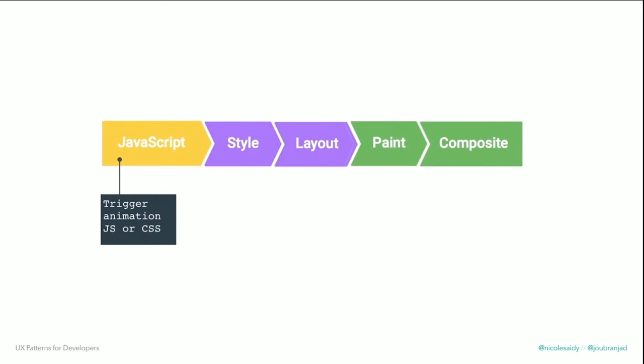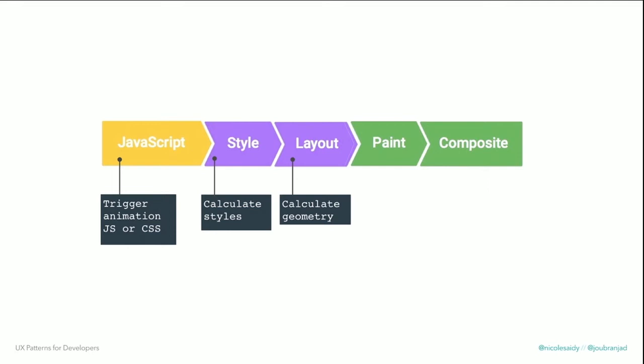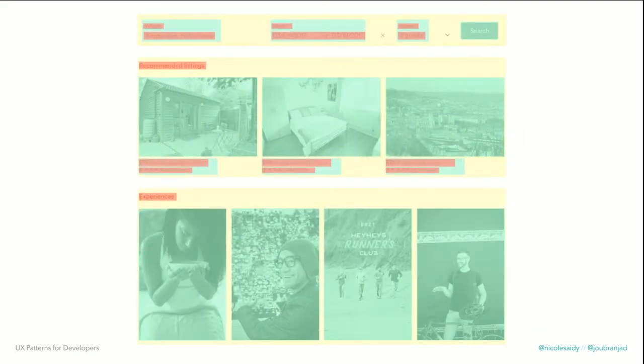So we call it JavaScript, but you can trigger it either using JavaScript or CSS. And then the next step is when the browser recalculates the styles. So this is when the browser figures out, okay, this class applies to this element, and these properties apply to this element. And then afterwards, the browser has to calculate the layout. And the layout is just the geometry of the page. So everything that used to have percentages in it will become fixed width, will be calculated into fixed pixels. So that's an example of the geometry of the Airbnb landing page. So everything will have like 200 pixels by 300 pixels, etc.